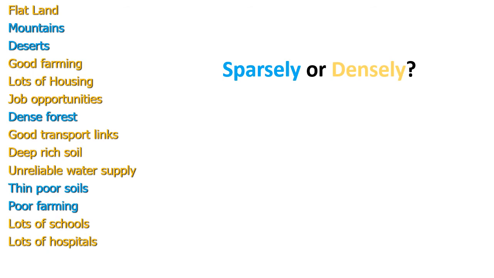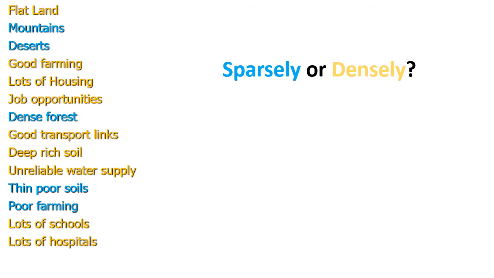If you have lots of housing, then more people are going to live there. People will go where the houses are. So it'll be densely populated. Job opportunities. If there's lots of jobs, for somewhere like London, more people are going to live there. So it'll be densely populated. Dense forest. It's hard to live in dense forest. It's hard to have transport links. It's hard to get there. So therefore, it'll be sparsely populated.